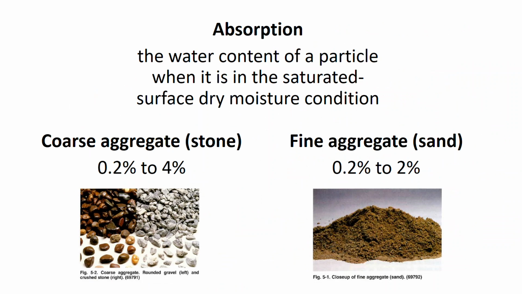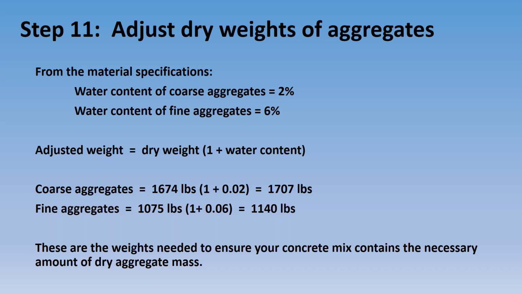Okay, remember, absorption was the water content of the particle when it was in its saturated surface dry condition. Typical absorption values for coarse are 0.2 to 4%. Typical for sands are 0.2 to 2%. So what we want to do is account for that moisture content based on the absorption value given in the material specifications of our coarse and fine, and also the current moisture content given in the material specifications of the coarse and fine aggregates. So step 11 is we're going to adjust the dry weights of our aggregates.